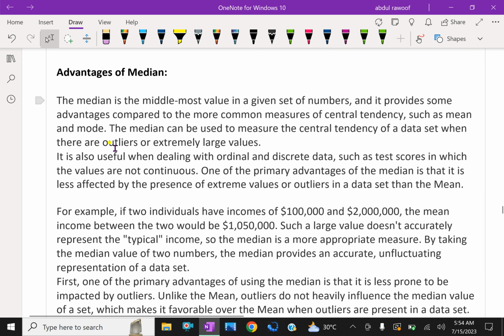If there are extreme outliers and large values, you have to find the median, which is a better choice. It's also useful when dealing with ordinal and discrete data, such as test scores, in which the values are not continuous. One of the primary advantages of the median is that it is less affected by the presence of extreme values or outliers. Even if a data set has extreme values or outliers, it won't affect the median much.